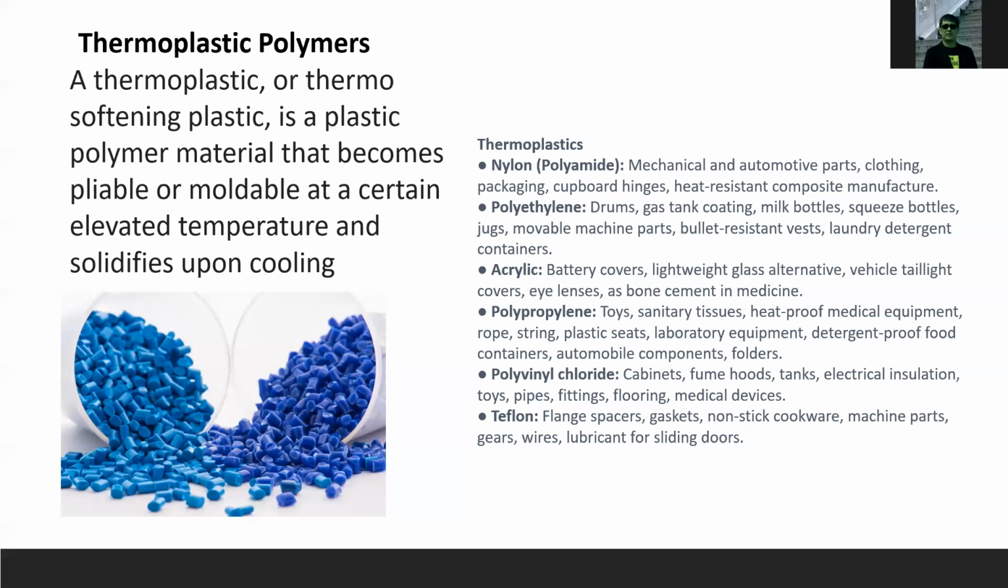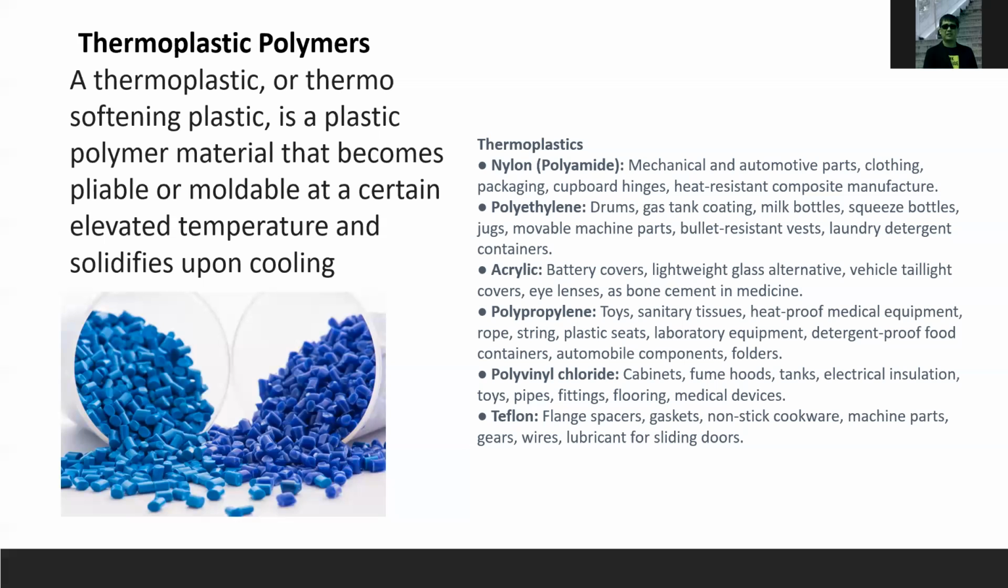bullet-resistant vests. Acrylics are used for battery covers, lightweight glass alternatives, vehicle tail light covers, eye lenses, bone cement, or medicine. Polypropylene is used in toys, sanitary tissues, heat-proof medical equipment, rope, string, laboratory equipment, detergent-proof food containers, automobile components, and folders. Polyvinyl chloride is used in cabinets, fume hoods, tanks, electrical insulation, toys, pipes, fittings, flooring, and medical devices.